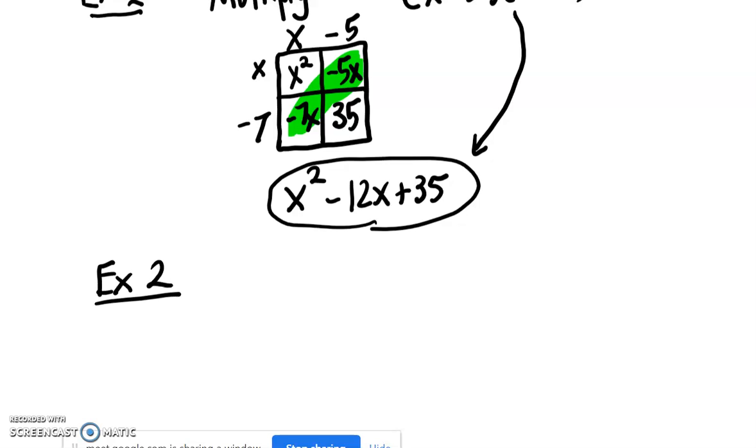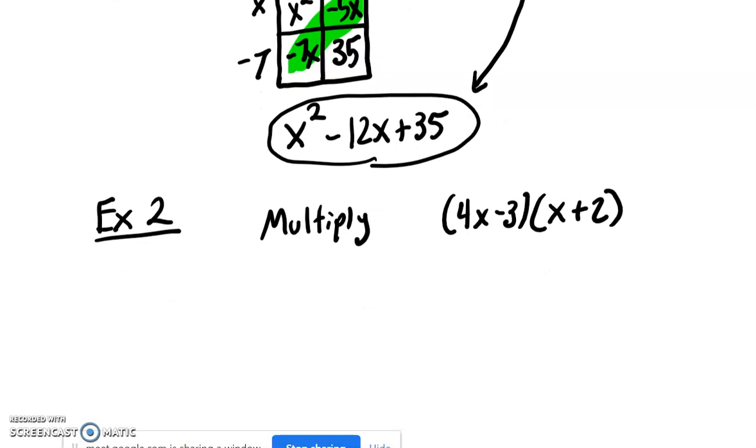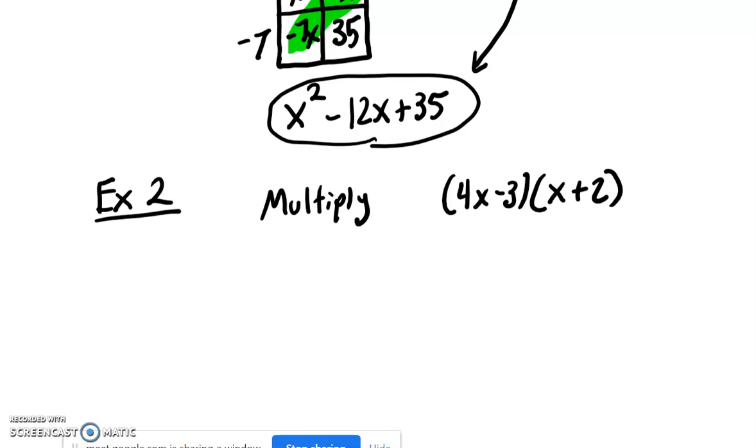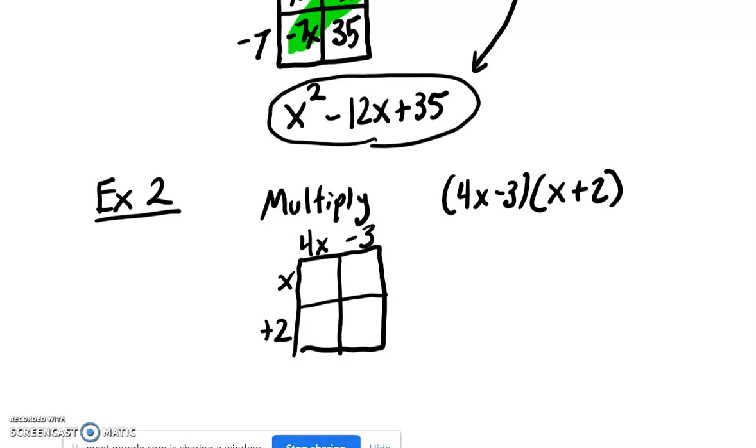Let's make it one level more difficult. So let's say we're doing 4x minus 3 times x plus 2. Again, I need my 2 by 2 box. So 4x times x is 4x squared. Negative 3 times x is negative 3x. 4x times 2 is 8x, and negative 3 times 2 is negative 6.